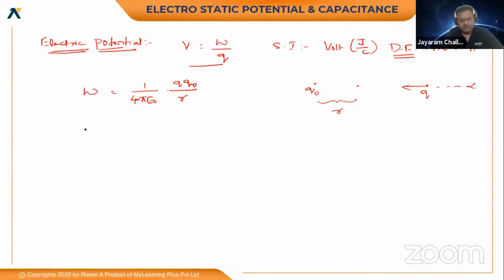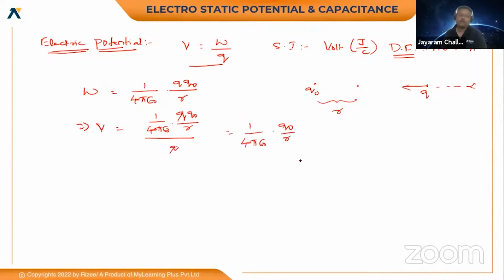Now if I substitute, potential V is equal to 1 by 4 pi epsilon naught, q naught by r, divided by q. You can remove the q, so V is equal to 1 by 4 pi epsilon naught, q naught by r. This is the potential because of a point charge.